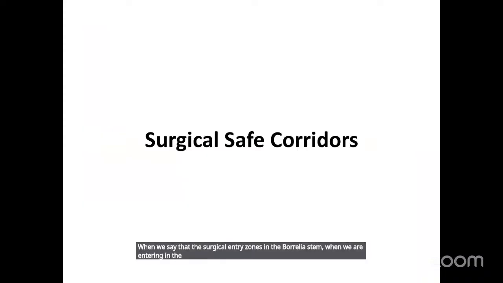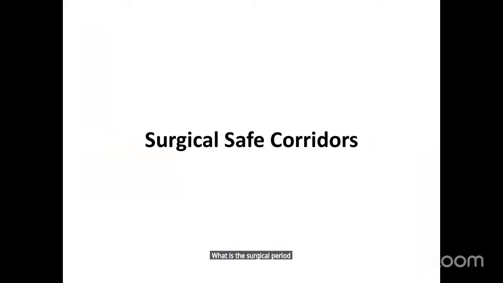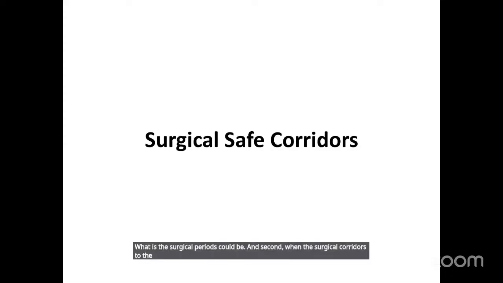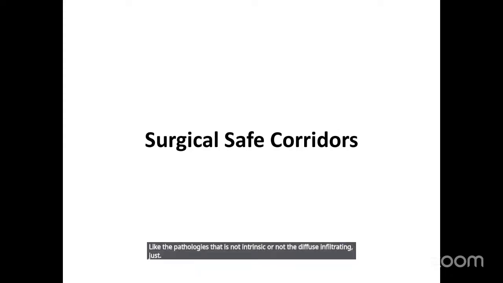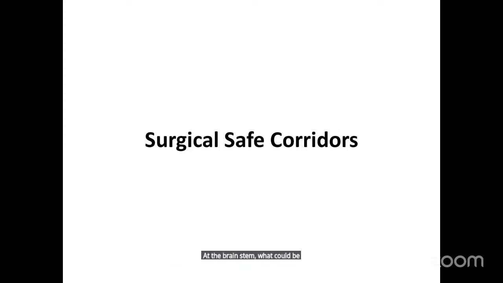When we talk about the surgical safe corridors, to me, I divide the surgical corridors into main categories. One is the surgical entry zones in the brainstem, when we are entering the brainstem, what could the surgical corridors be? Second, the surgical corridors to the brainstem, when we are approaching the brainstem, for pathologies that are not intrinsic or not diffusely infiltrating the brainstem. And the safe approaches that can lead to the corridors.